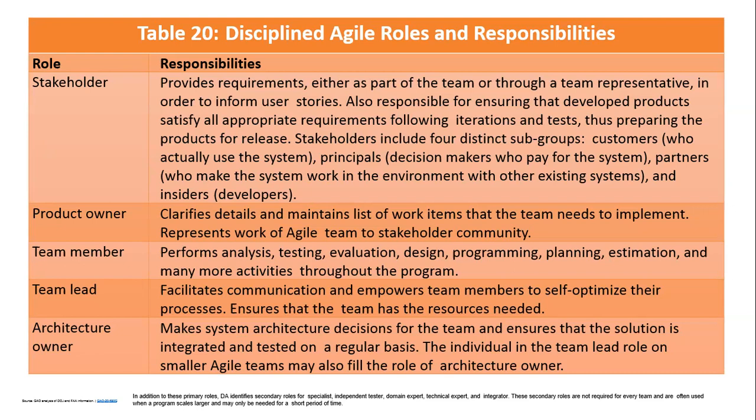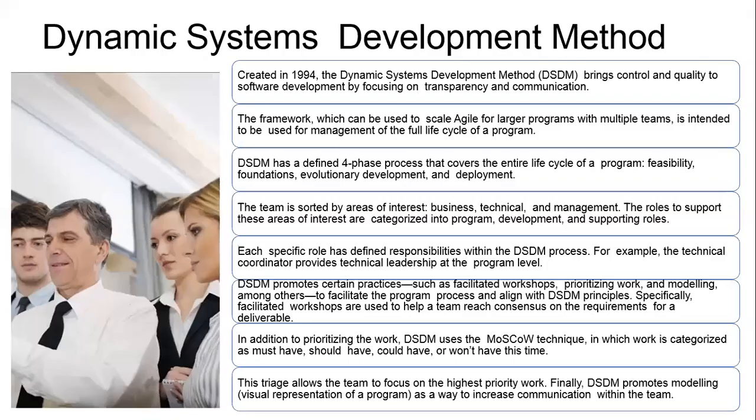The next one is DSDM. In full, it spells Dynamic Systems Development Method. Created in 1994, the DSDM method brings control and quality to software development by focusing on transparency and communication. The framework, which can be used to scale Agile for larger programs with multiple teams, is intended to be used for management of the full life cycle of a program.